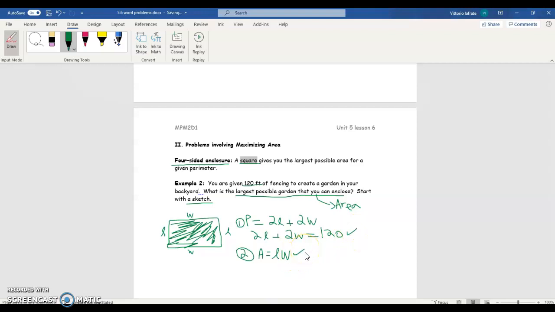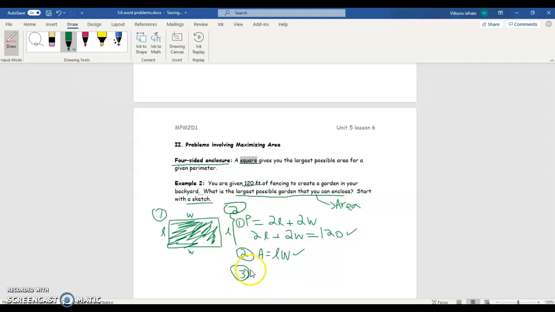Now the problem is we have too many variables here. We have L and W, and we really only want one variable, kind of like x squared. So what we're going to do is isolate one of the variables. This is equation 1, this is equation 2. Step 1 was to make the sketch. Step 2 is to make the two equations.